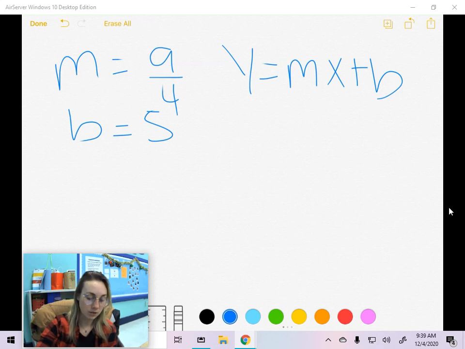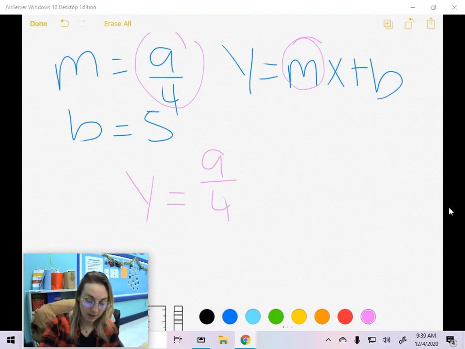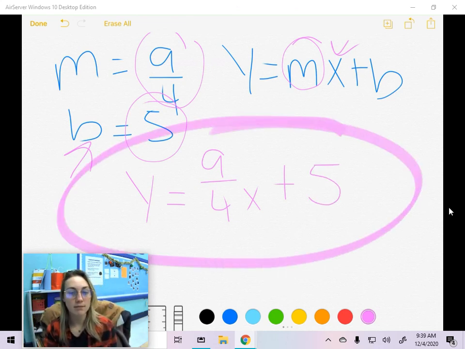So all we have to do is put y equals, our slope, our m, is going to be 9/4, so I'll go ahead and put that in. Got to make sure we put that x in there. And then our y-intercept, or our b, is going to be 5, so we'll put plus 5. And bing, bang, boom, guys, you got your answer. And that's it.